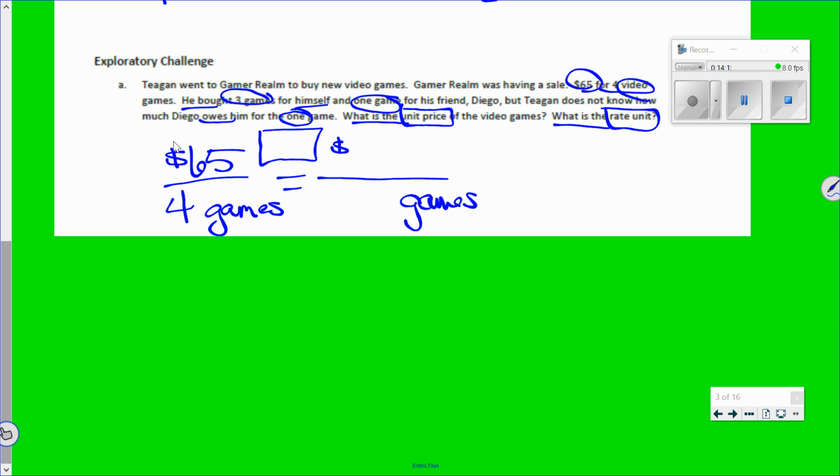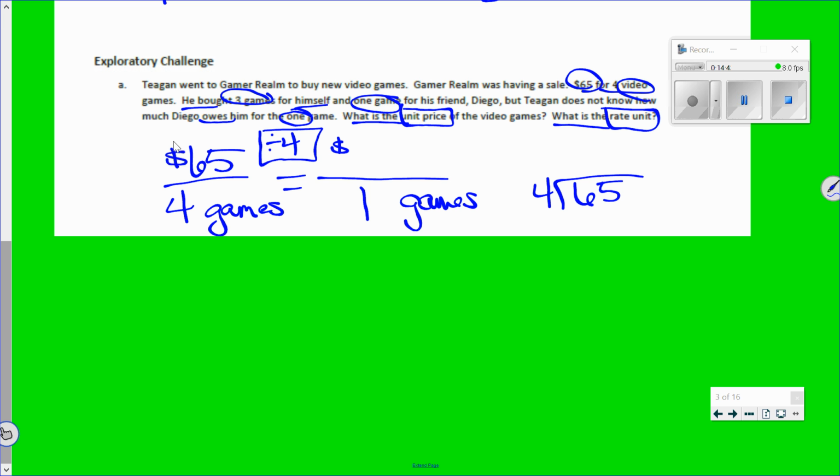What am I trying to solve for? Unit price means my unit is 1. How do I go from 4 to 1? Okay, divide by 4. So my mystery box gets divided by 4. Guys, can I see the mystery box? That's showing your work. That's really what we're doing on this. So what that means I need to do is 65 divided by 4.